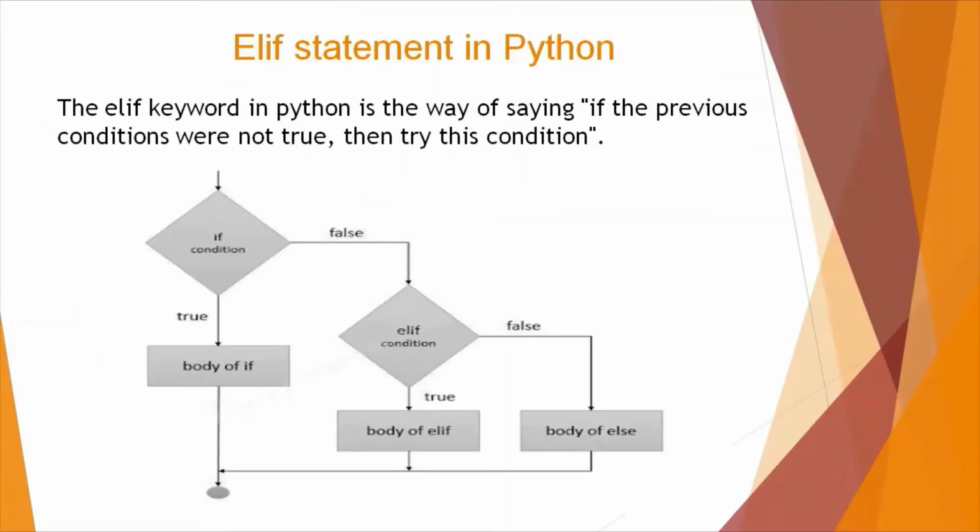So here we have the elif statement in Python. The elif keyword in Python is the way of saying, if the previous conditions were not true, then try this condition. So here we have the if condition, and if it is true, it will run the body of if, and if it is false, then it will go to this elif and check this elif condition. If it is true, then it will run this body of elif, and if both of these conditions are false, finally it will go to this else and run the body of else and the entire remaining code.